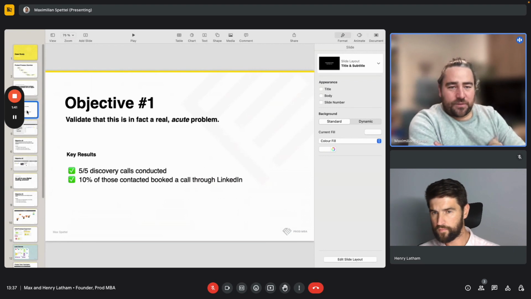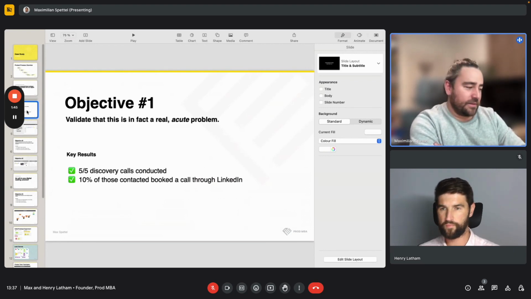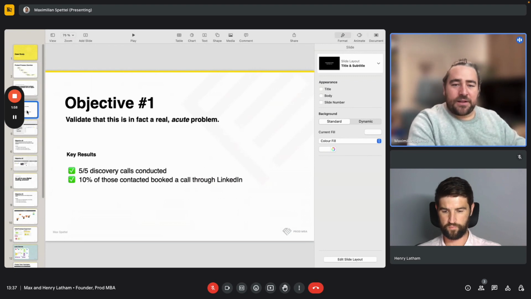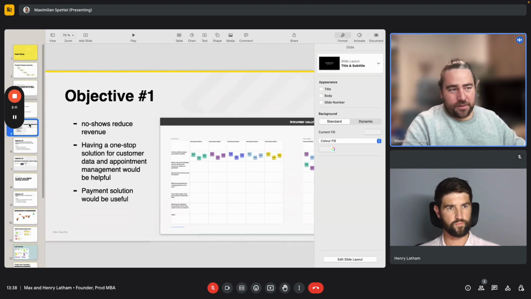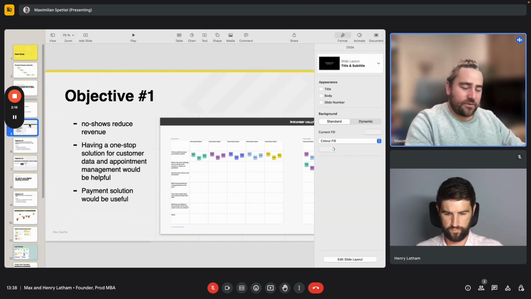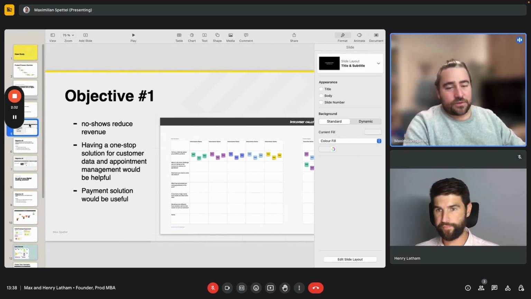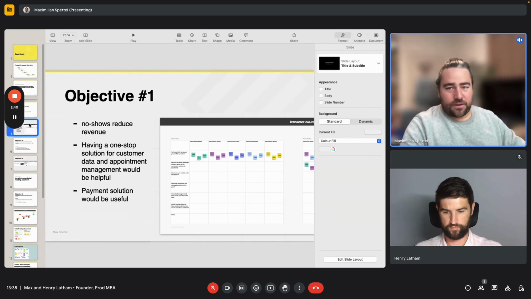And so objective number one was to validate that this is a real, acute problem. In order to validate this assumption, I did 5 different discovery calls with people from the industry, from my friends and family, and also contacted a few people through LinkedIn, who then agreed to have a discovery call. These calls helped me to gather insights and to actually validate the problem. One key finding was that no-shows reduce the revenue of the shops, because they were assigning people to certain slots, certain appointments, and if they didn't show up, they would have had the chance to sell a good or service to another client.